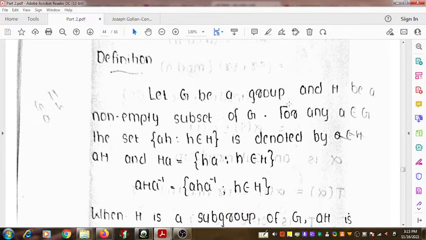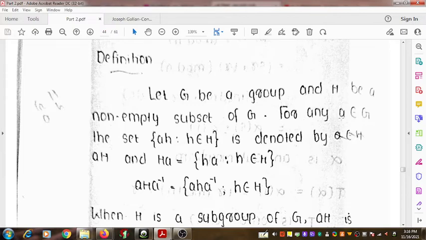We take a group G and H a non-empty subset of G. Here H is a non-empty subset. So first of all, we take a group and then another object H, which is a subset of G. There is no need for it to be strictly a subgroup. You can take any non-empty subset of G, so no need to take a subgroup.